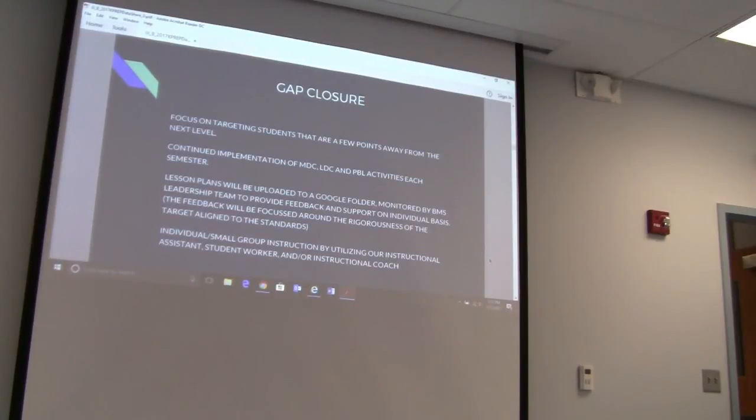Gap closure: focus on targeting students that are a few points away from the novice category. We have kids sitting in the apprentice category that just need a little boost to get to proficiency. Same thing with proficient to distinguished. So we want to focus on several different categories there, not just the novice. Continue the implementation of MDC, LDC, and PBL activities in each semester.